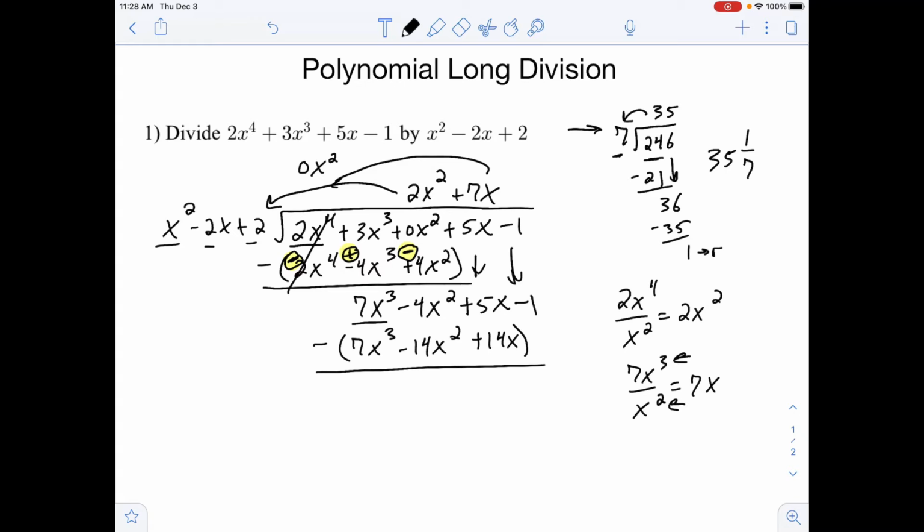Now we're going to change the signs. So that's going to become a minus, a plus, and a minus. So I'll highlight that for you. So this, of course, goes away. And then negative 4x squared plus 14x squared is 10x squared. 5x minus 14x is minus 9x. And then, of course, we bring down the negative 1.